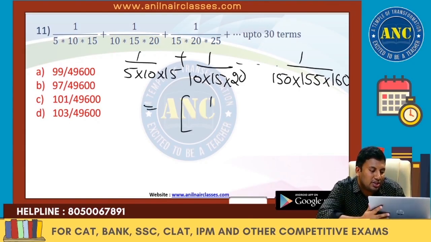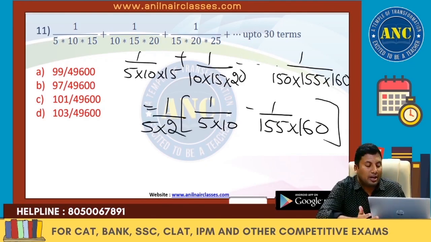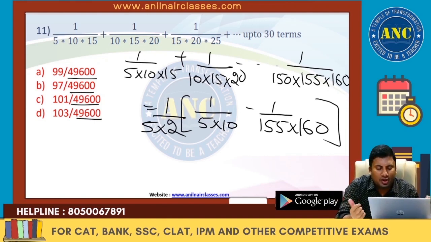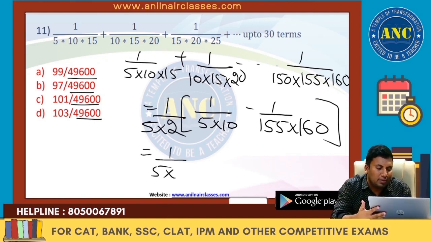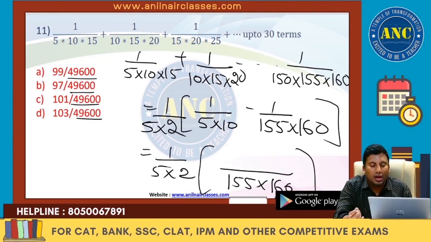Traditional method answer: 3 numerical values are there. Write the first numerical value and write the last numerical value. 1 by 5 into 3 numerical values will become 2. I hope the idea is clear. First, write 1 by 5 into 2, 1 by 5 into 10 and everything. Now, if you observe, all the denominator values are same. So, it is best to do LCM approach. 5 10 LCM is 10, 10 160 LCM is 160. So, it is 155 into 160. I hope it is clear.